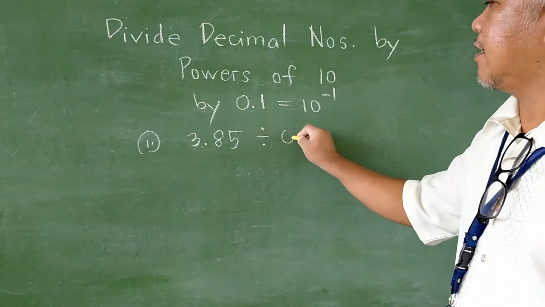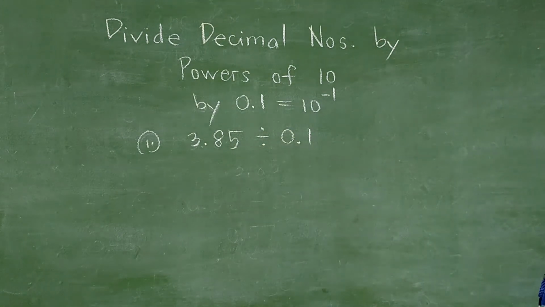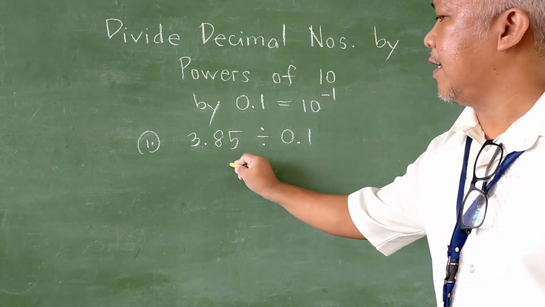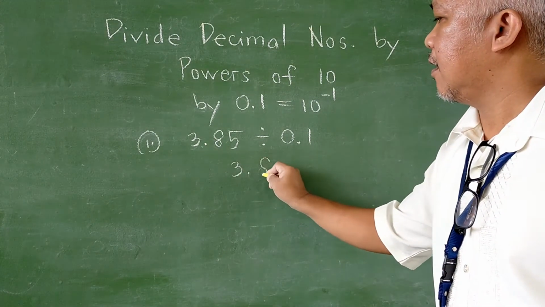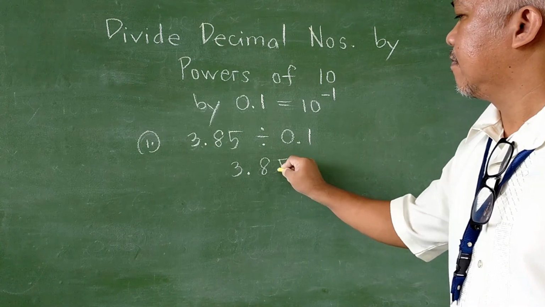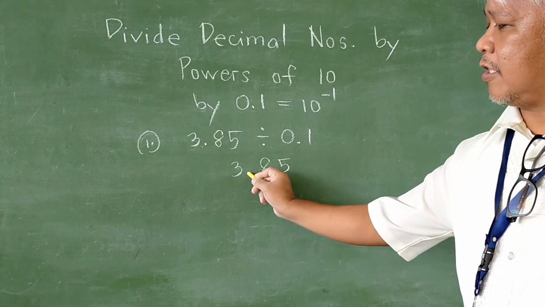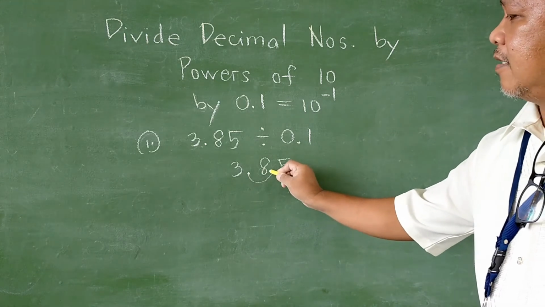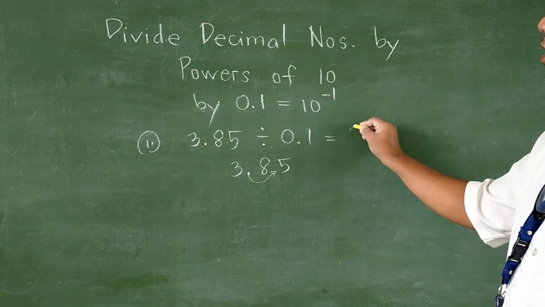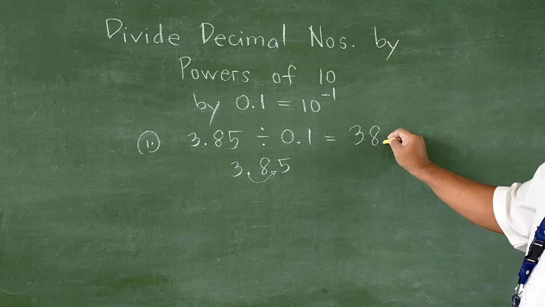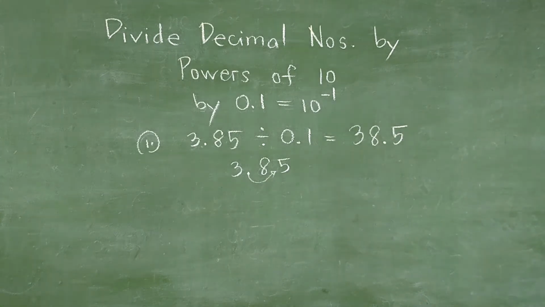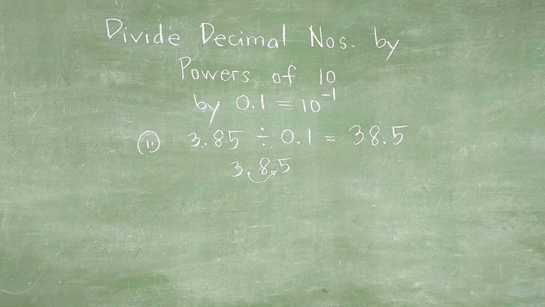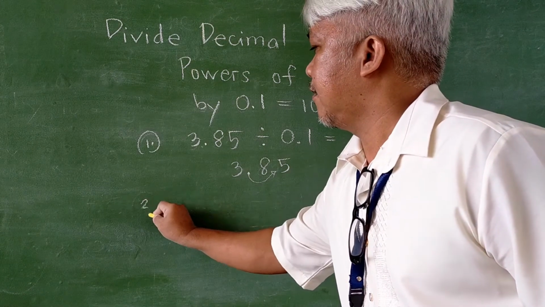Suppose it is 3.85 divided by 1/10. What is the quotient? So, copy 3.85. So, imumove natin itong point na to one place to the right. So, dito ang punta. Therefore, the answer is 38.5. Ayos?